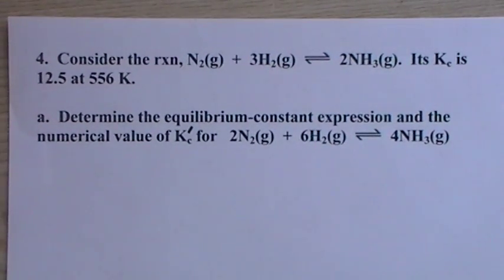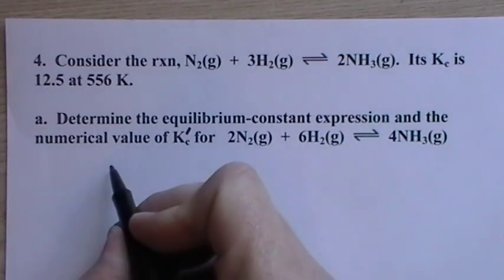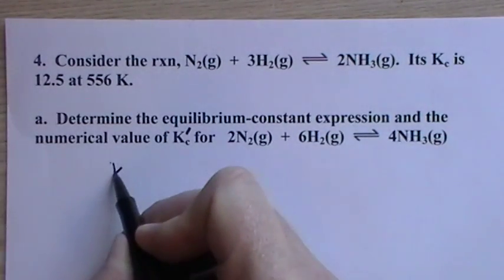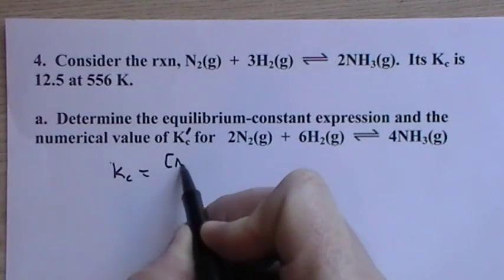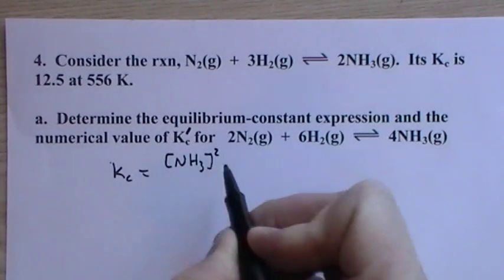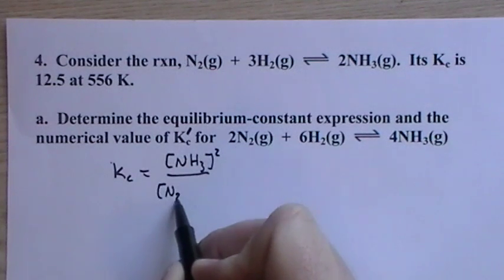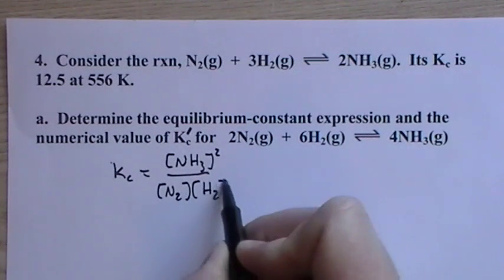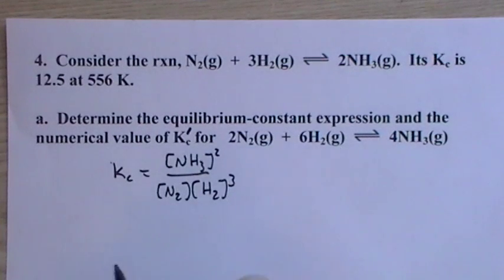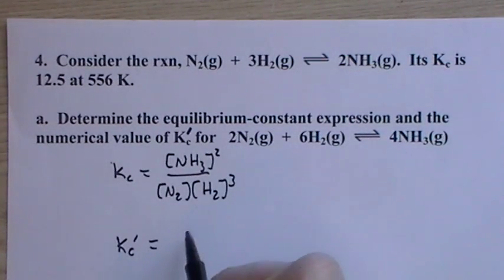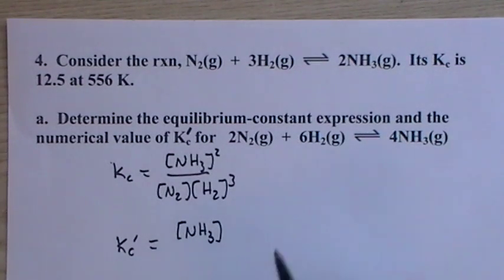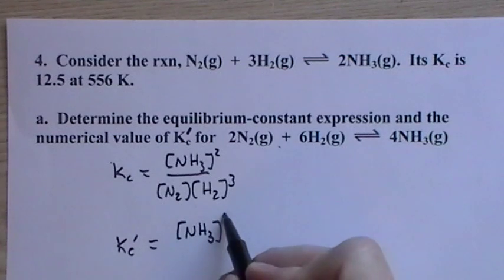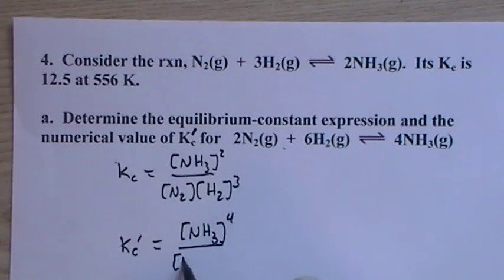But I kind of gave it away there. It's actually squared. So let me write it out so you can see why that is. I'm going to write out Kc for the first reaction above. Now Kc prime is for this reaction where we've multiplied everything through by 2. It's important because even though this is still a balanced reaction, we end up with a different K value because of those coefficients. Nothing wrong with that.